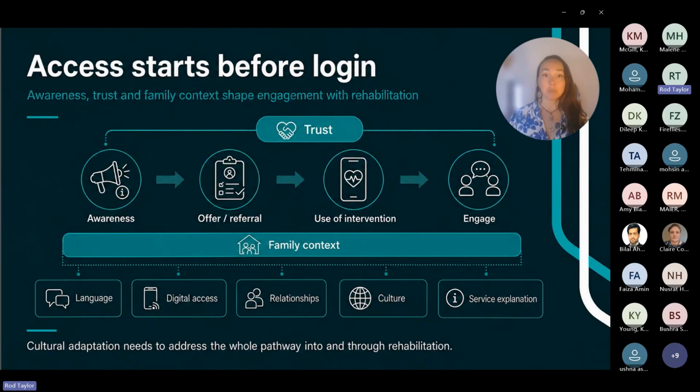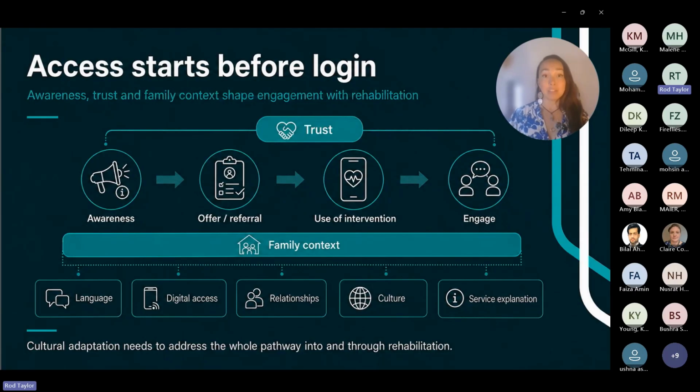Trust is especially important because it runs throughout the whole pathway. It is not only about whether someone trusts the technology, it is also about whether they trust the program itself, the evidence behind it, and the person introducing it and supporting them.